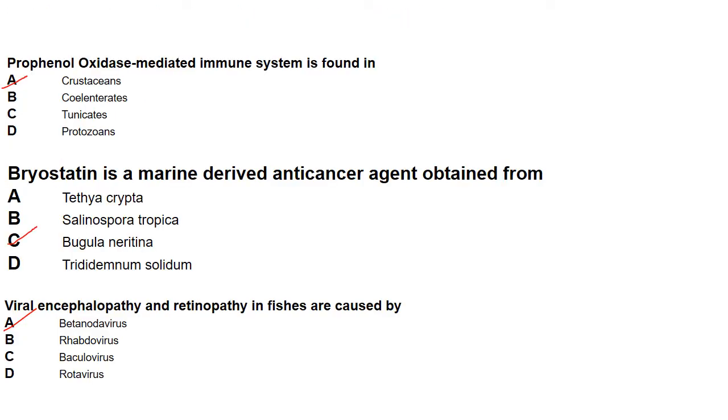Prophenoloxidase mediated immune system is found in crustaceans. It is an important innate immune response against microbial infection in invertebrates. So the answer here is crustacean. Bryostatin is a marine derived anti-cancer agent obtained from Bugula neritina. Answer is C. Viral encephalopathy and retinopathy in fishes are caused by betanodavirus. Answer is option A.